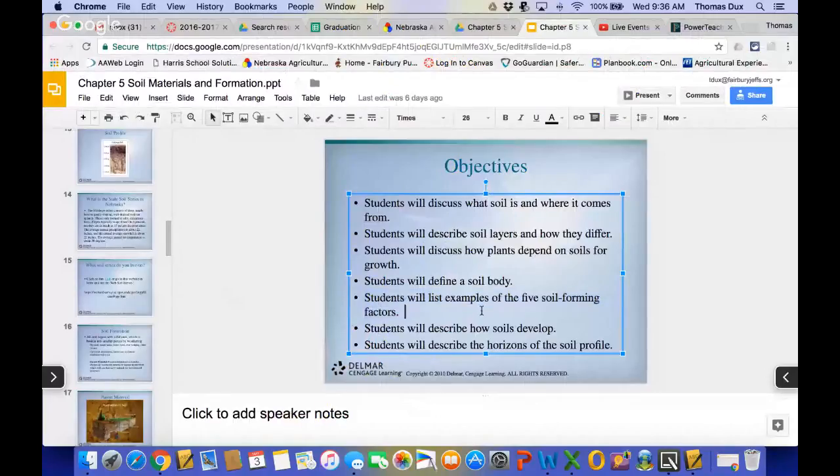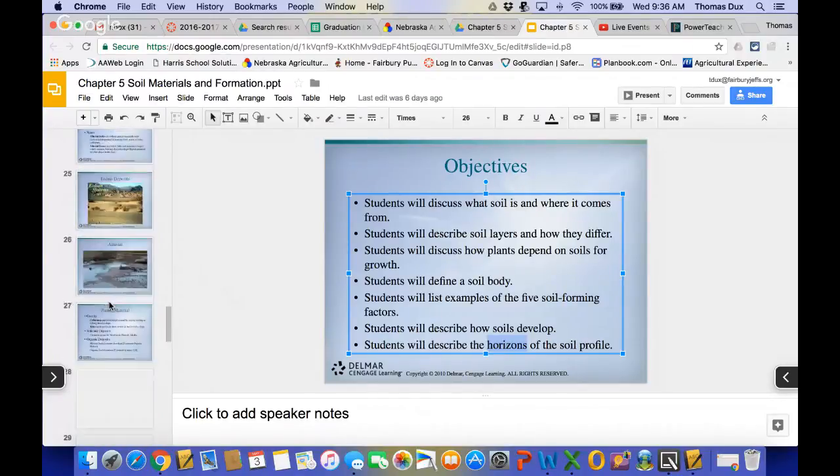Okay, plant science students, we're gonna finish this lesson here today by talking about the 5 soil forming factors. So you'll be able to list examples of them, and then also you'll be able to describe the different soil horizons in a soil profile and know what each element there, or what particles, are actually in the horizons, what composes those.